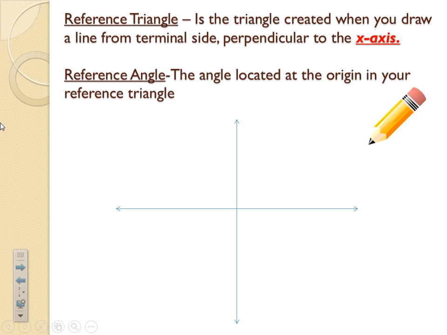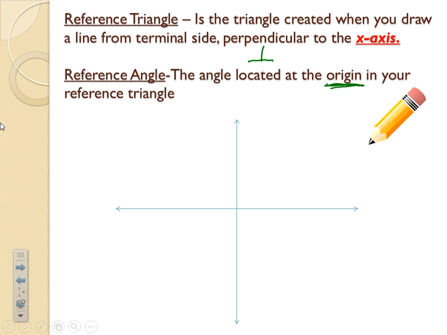We're going to be talking about a reference triangle, which is a triangle created when you draw a line from the terminal side perpendicular. Remember, perpendicular means that we're going to create a right angle to the x-axis. Then we're also going to be talking about what's called a reference angle. The angle that is located at the origin, very important, it's located at the origin in the reference triangle.